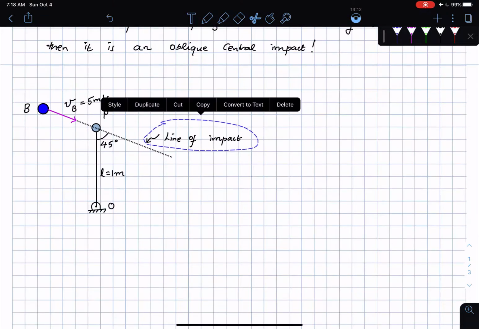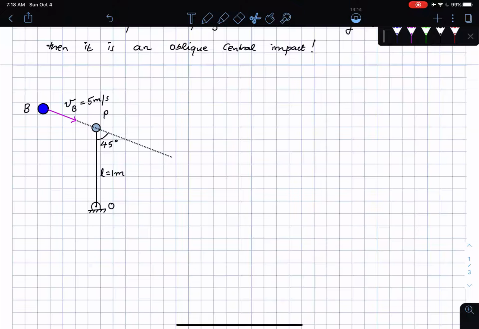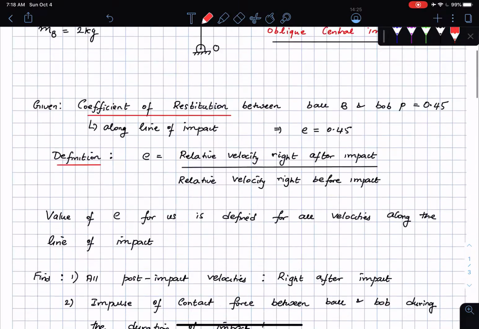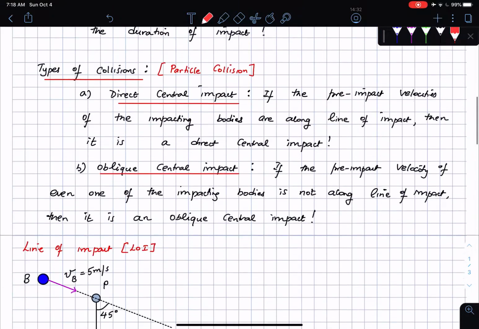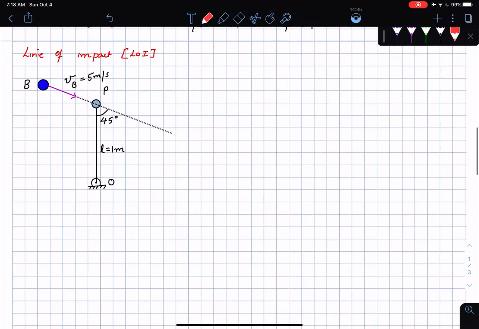And this line of impact, I have a shorthand notation that I'm going to be making use of. Line of impact, I'm going to call it LOI. I'll make that change here as well. So this is going to be LOI, line of impact. Here is my first situation, which is the situation right before impact has actually taken place.